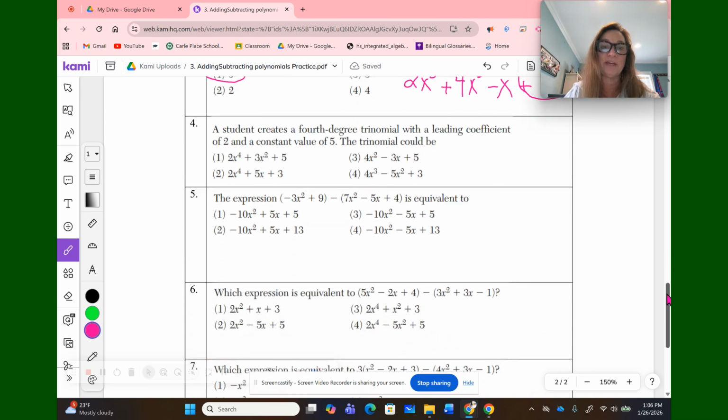Okay, a student creates a 4th degree trinomial. So choice 3 is out because that's a 2nd degree, and choice 4 is out because that's a 3rd degree. The degree of the trinomial is the degree of the highest monomial shown, and it's usually first if it's in standard form. So it has a leading coefficient of 2, which means the first term, once in standard form, has a coefficient of 2. Both of those apply. And a constant value of 5, which means that the number all by itself is a 5.